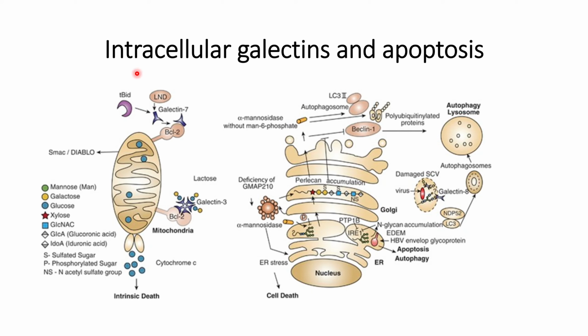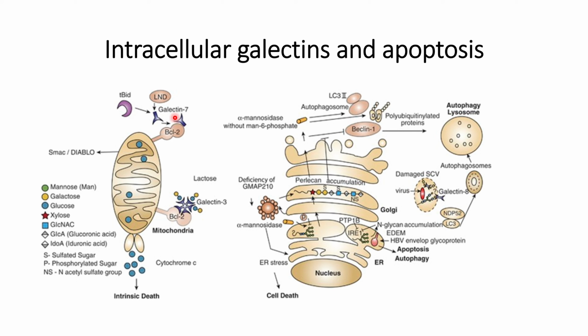In this video, we will discuss how these intracellular galectins play a role in triggering apoptosis within the cells. From our previous videos, we have understood that there are two kinds of apoptosis. The first one is intrinsic apoptosis, and the other one is extrinsic apoptosis. So, we will start with the intrinsic apoptosis.